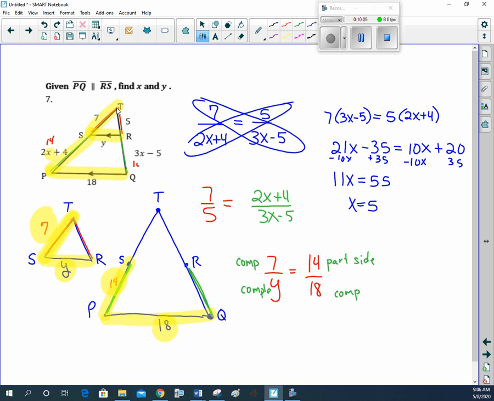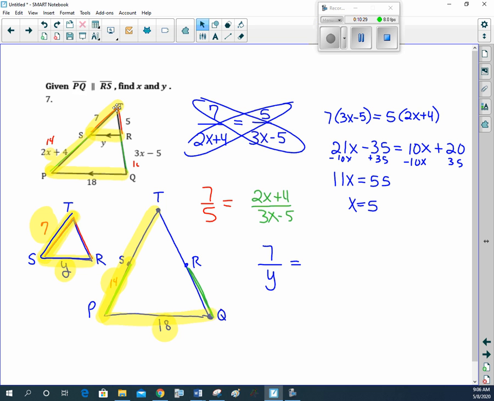So to finish this one out, you'd have to say, okay, if I'm going to come back over here, I'm going to go 7 to y. That's a complete side over complete side equals. Well, then I must need the complete side over here on this one. What is it? It's 14 plus 7. So that's got to be 21 over 18, and then you can solve it for the letter y.